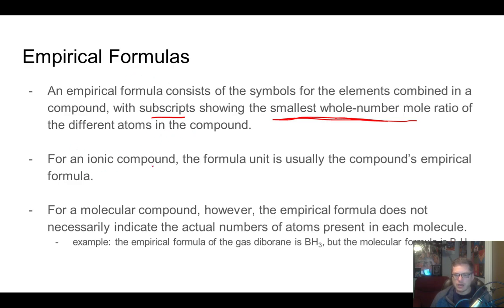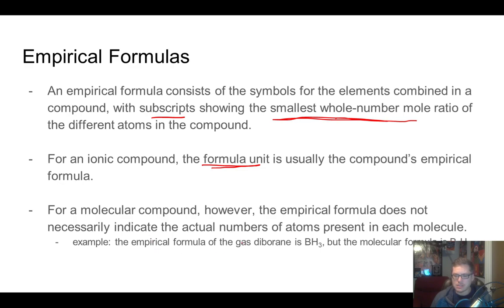In an ionic compound, the formula unit, so remember the formula unit is how we represent an ionic compound, is usually the compound's empirical formula. So essentially with most ionic compounds, whatever your empirical formula is is also what your formula unit is. However, for molecular compounds, the empirical formula does not necessarily indicate the actual composition. In fact, most times for molecular compounds, the empirical formula doesn't actually show you what's actually in it.